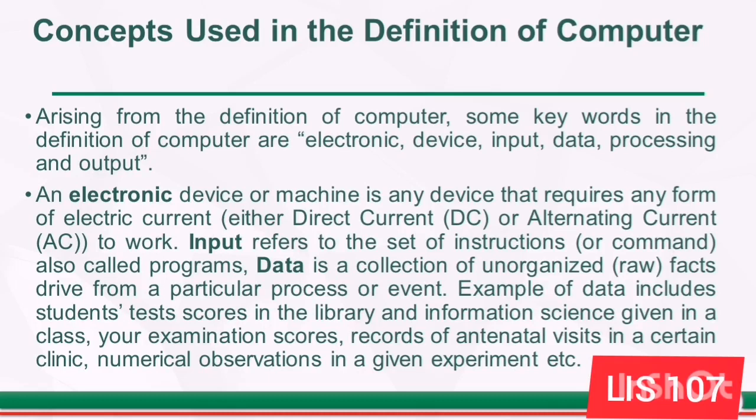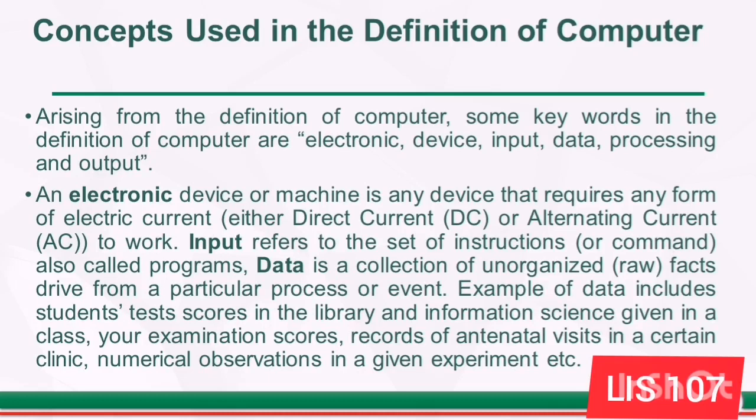First, when you hear the word electronic, what comes to your mind? An electronic device is any device that requires a form of electric current, either a direct current or alternating current. Now, I'm not going to go into physics. What I'm trying to say is that any device that makes use of electricity, that uses light. The second word is input. Now, input can be said to be some set of instructions or some commands that are called programs that the computer is being instructed to perform.